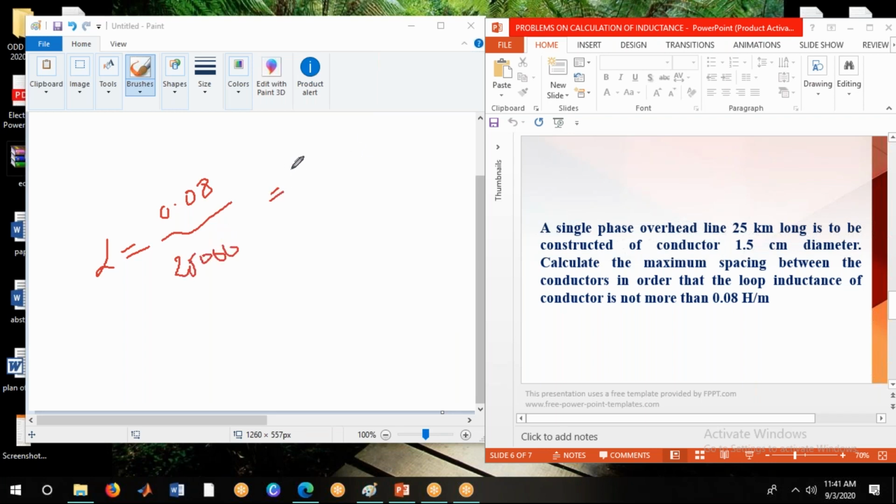Now the numerator we can write as 8 into 10 power minus 2, divided by 25 into 10 cubed. If you bring this outside, 10 power minus 3. So finally we will get the inductance value as 3.2 into 10 power minus 6 per meter.